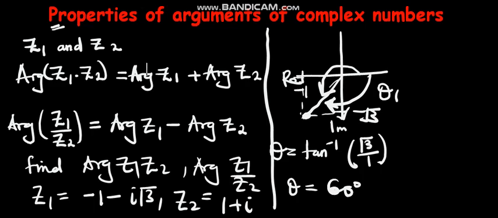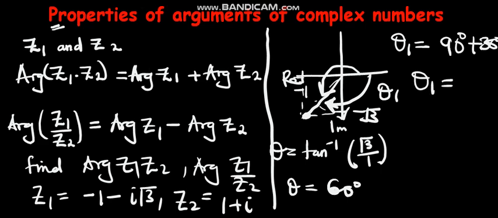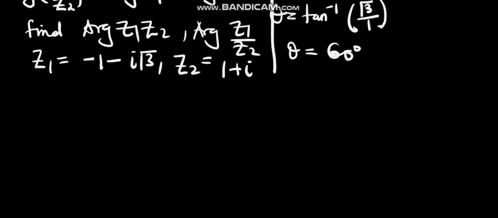So we shall say theta 1 is equal to, we shall get this 90 plus this balance, which is a 30. So our theta 1, our principal argument of z1, is 120 degrees, but in the negative direction. Agree? Now we need also to find the argument of z2. Is that okay? The argument of z2.